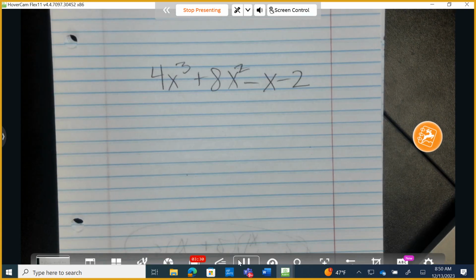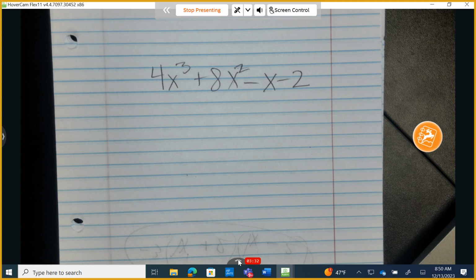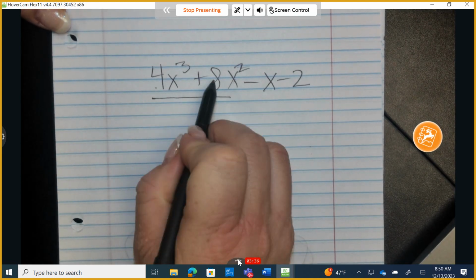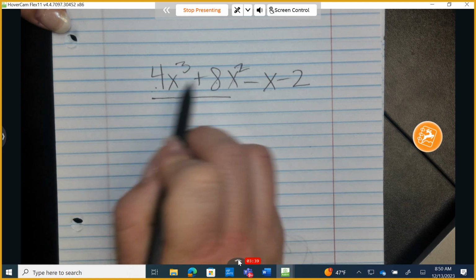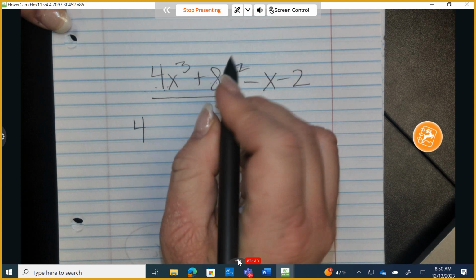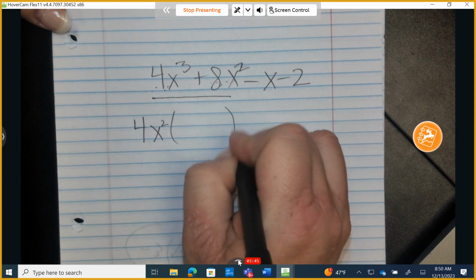Whenever you have 4 terms, we're going to always look to see, can I factor by grouping? What is the largest numerical value I can factor out? Yes, I can factor out 2, but even larger, I can factor out a 4. And out of these two terms, I can take out an x squared.